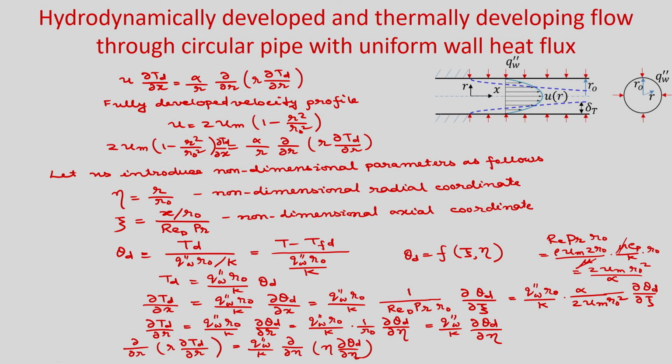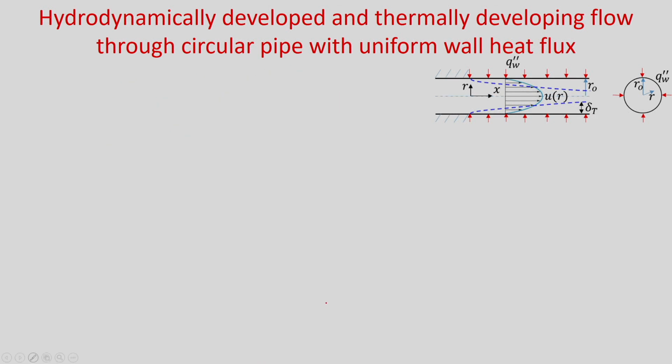Now all these we put into the governing equation and write it as twice u_m into 1 minus η squared, because r by r_0 is η.